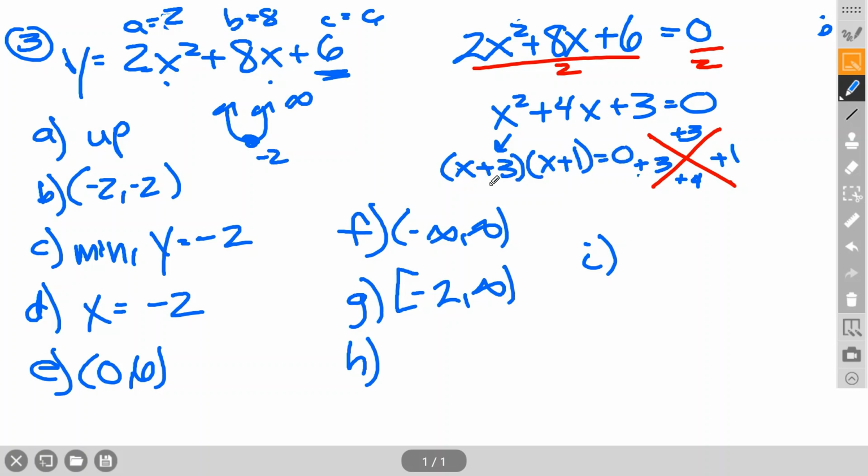So that tells me that my solutions are negative 3 and negative 1. So my zeros are negative 3, negative 1. These are also my x-intercepts. These are my roots, these are my solutions, these are my x-intercepts. I could have also done this problem completing the square, or I could have used the quadratic formula. But factoring was easier, so I just did that.